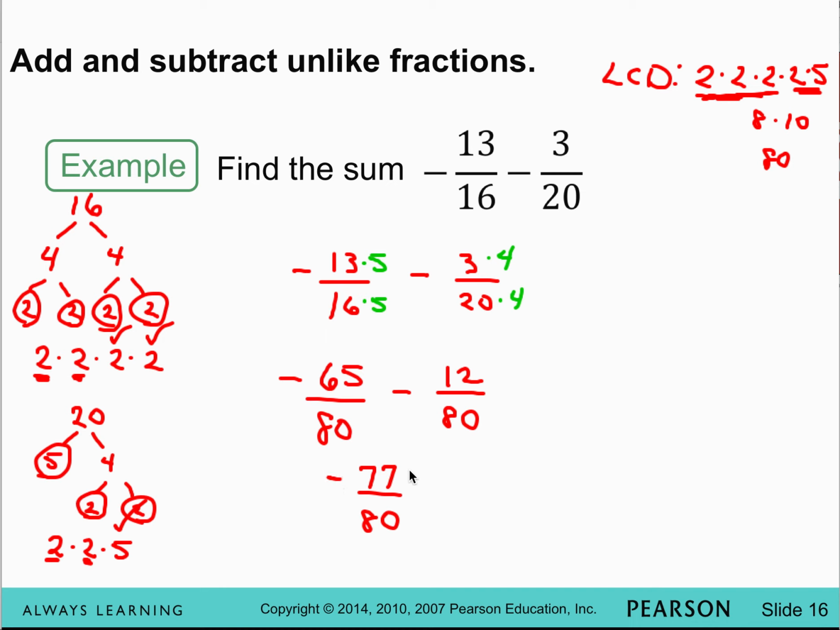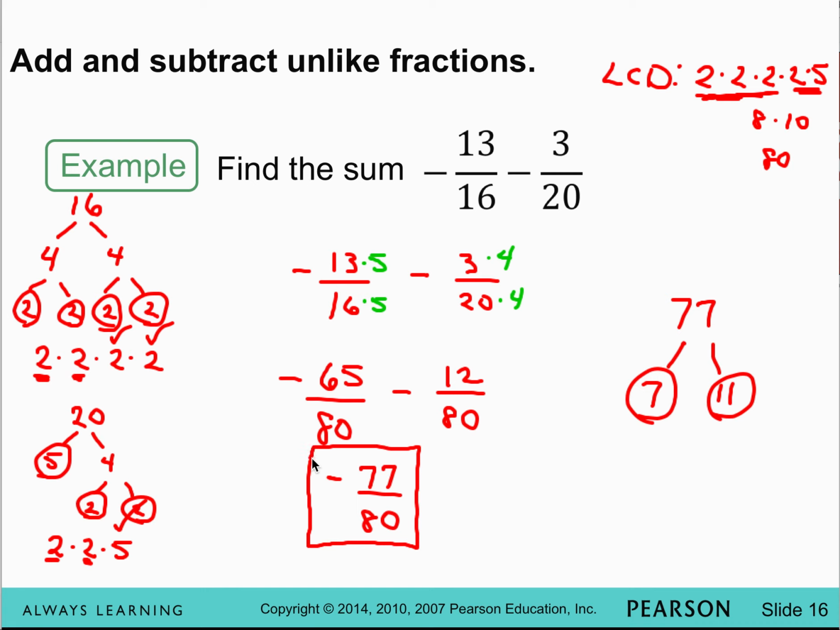Now, I need to try to simplify that. We go back to the same idea. 77, though, is just 7 times 11. That's the only numbers. So in order for this to simplify, 80 would have to be either divisible by 7 or by 11. And look, I've already got 80 up here. There's not a 7 or an 11. So that's how I know that that's simplified.